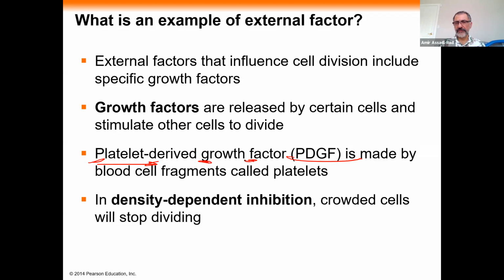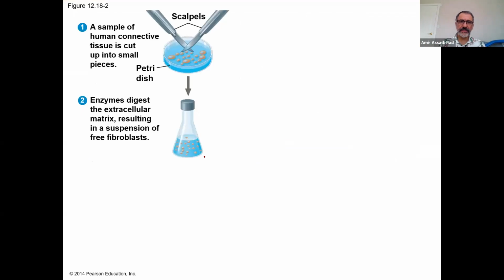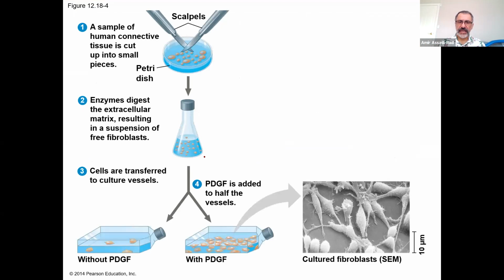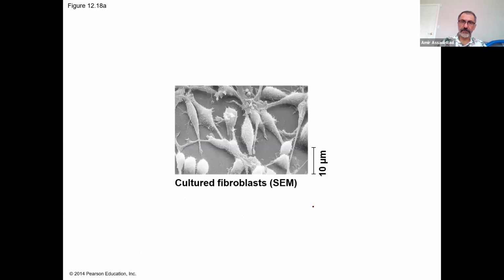Later on when you get into your life, anytime you read an abbreviation, please try to look up what that is, and that will help you to understand the material better. Anyhow, PDGF is added to half the vessels, and here they are. You have cells without PDGF and with PDGF, and with PDGF, it differentiates to fibroblasts. These are fibroblast cells. Right here. Here they are, fibroblast cells.